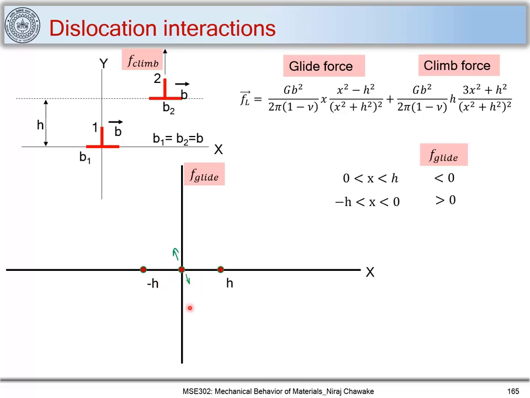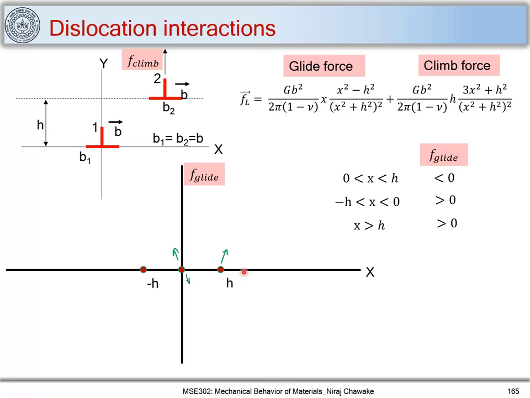Likewise, you have a maximum glide force in the negative direction for x between 0 and h. And when x is greater than h, this term will be positive and this is positive, so the glide force FL will be positive. So you have a positive glide force. Let us mark it here: a positive glide force in this direction when x is greater than h.